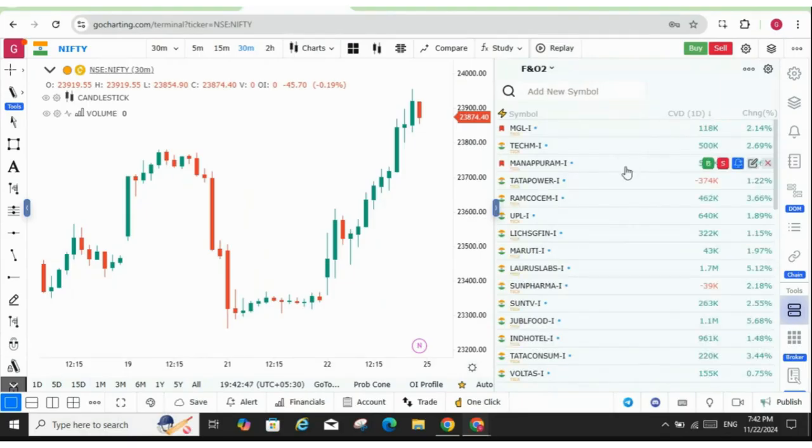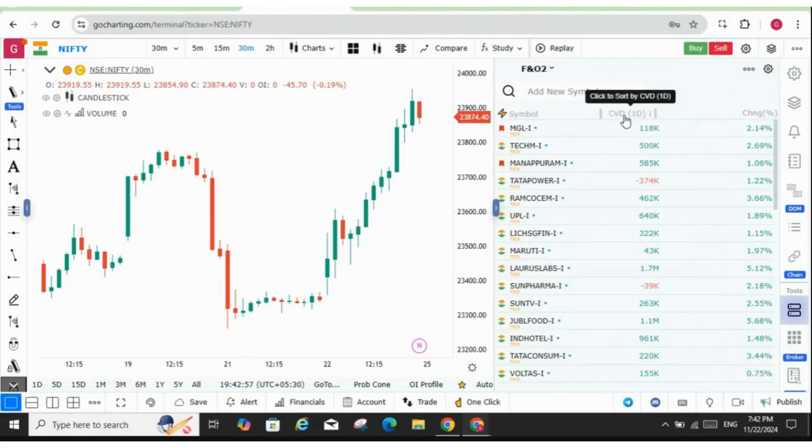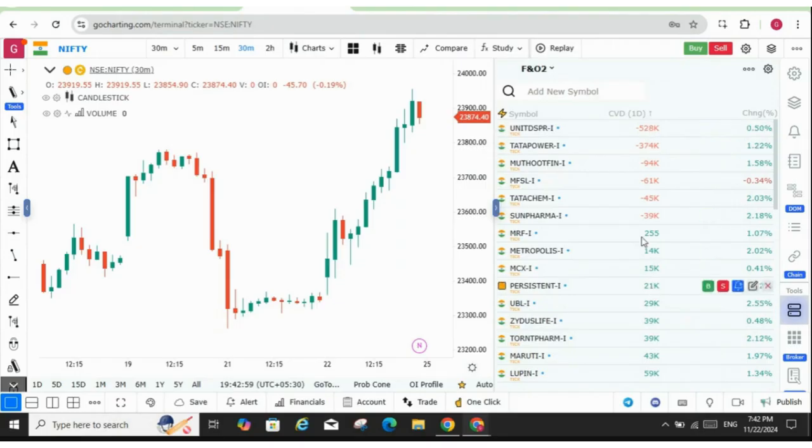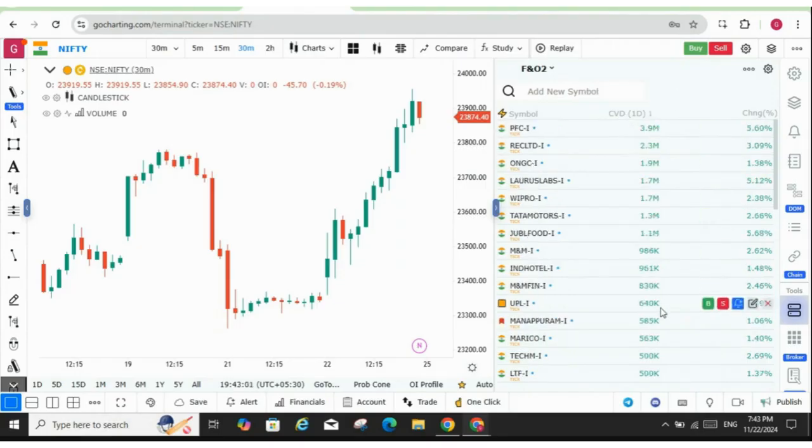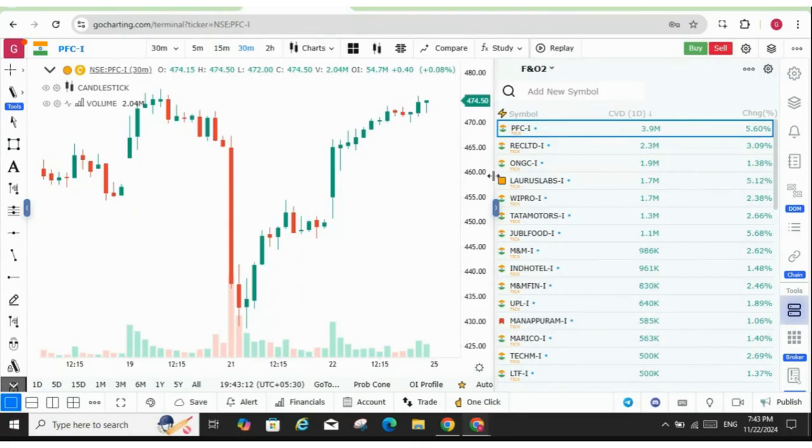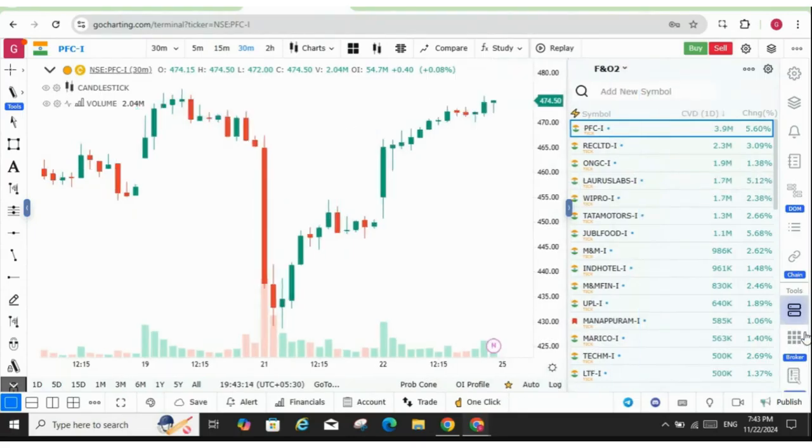Okay, so now you see in this watch list, I have added these many stocks, and this is my cumulative volume delta. If I click on this cumulative volume delta, these are sorted based on the max and min cumulative volume delta. So you can quickly identify which stock is having maximum cumulative volume delta today, and you simply click on this chart and go there for trade. So this was about the watch list.